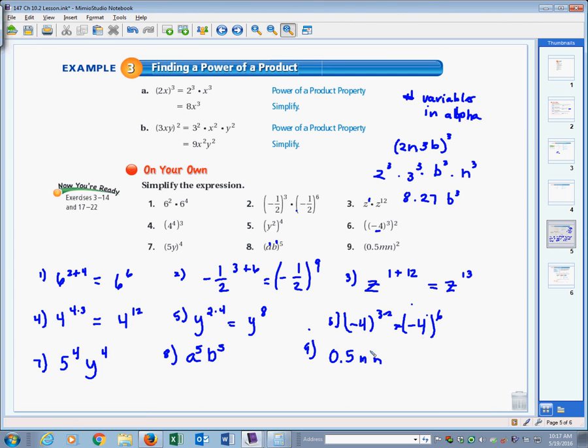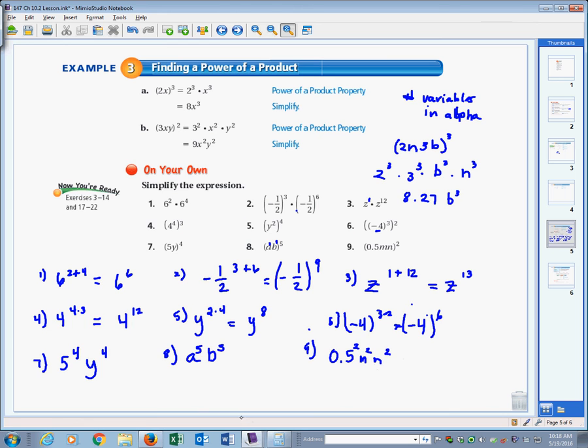So how can I write this with each of these factors having a second power? 0.5, 0.5 n, and then 0.5 n to the power of 2. Just n? No, all of them should have it. So I should have 0.5 to the power of 2, and then m to the power of 2, and n to the power of 2.